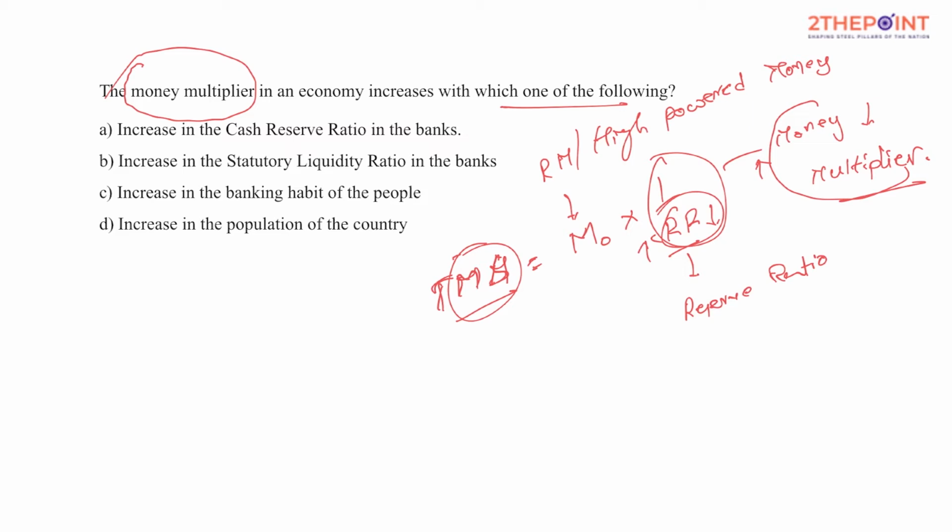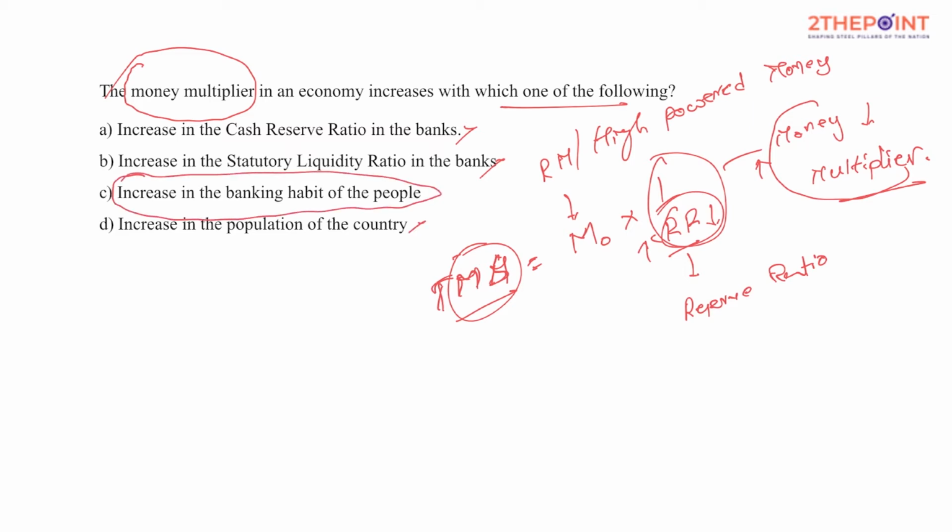That is, it increases with the decrease in the reserve ratio, isn't it? Increase in cash reserve ratio, no, it's not right, it should decrease. Increase in SLR, no, it's not right. Increase in banking habit of the people, and the last one, increase in population of the country. This has nothing to do with it. Increase in banking habit of the people.